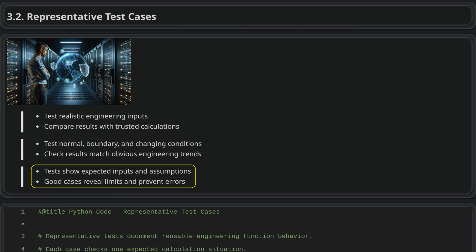Representative testing uses concrete examples to show what a function is meant to do, including its expected inputs, outputs, and assumptions. In engineering, this helps guide design decisions, safety checks, and model validation, such as testing a vapor-liquid equilibrium function across relevant conditions. Good representative tests improve correctness, reduce silent errors, and make functions easier to maintain and apply responsibly.